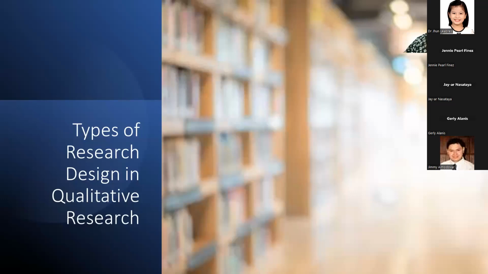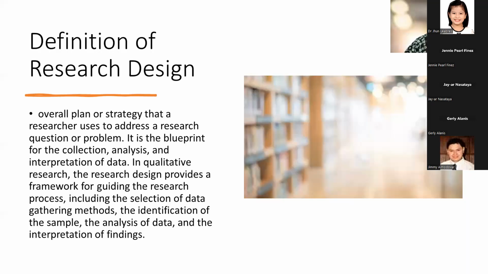So when we say research design, it's the overall plan or strategy when you want to address a question or problem. It's the blueprint for your collection, analysis, and interpretation of data. Okay? It's like your framework in your research process. So again, it's the overall plan or strategy, blueprint for collection.